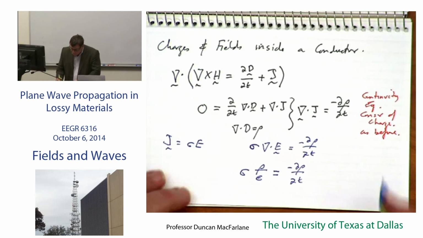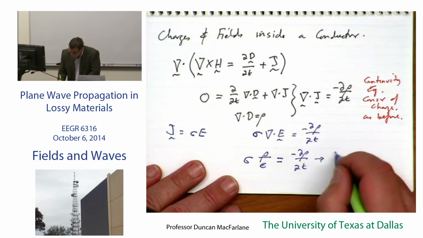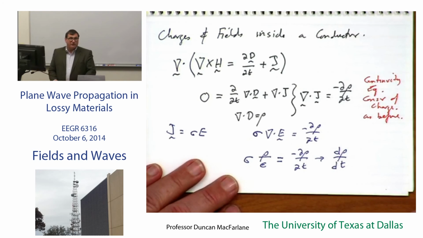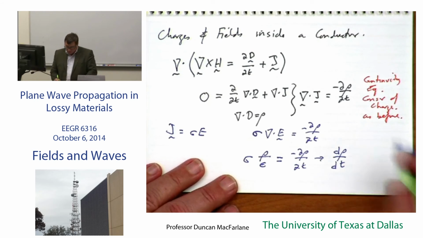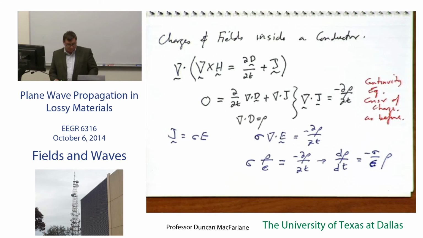And let me just rewrite that into a slightly neater form. What I have is an ordinary differential equation for rho, the rate of change of rho, d rho dt, and that's equal to minus sigma over epsilon times rho. Well, I don't know about you, but this is about as cake a differential equation as we can solve. Ordinary first-order differential equation with constant coefficients. It's an exponential, right?